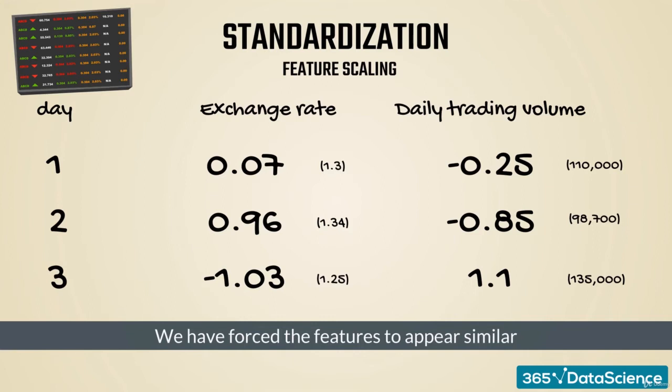The transformation of trading volumes allowed us to transform the volumes from 110,000, 98,700, and 135,000 to minus 0.25, minus 0.85, and 1.1. In this way, the third term is considerably higher than the average, while the first one is around the average. We can confidently say that 135,000 trades per day is a high figure, while 98,700 is low. Please disregard the simplification of having just 3 observations. That's just an example.